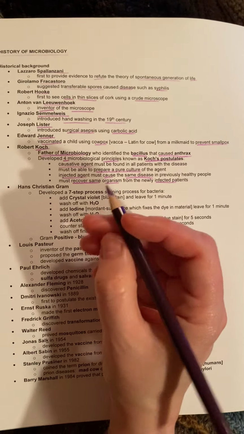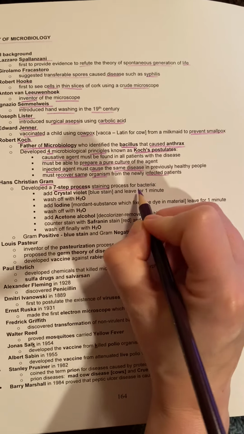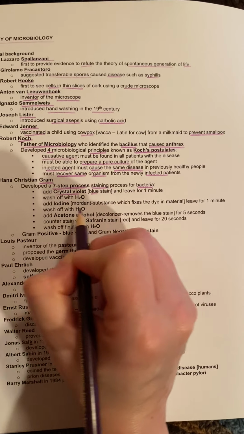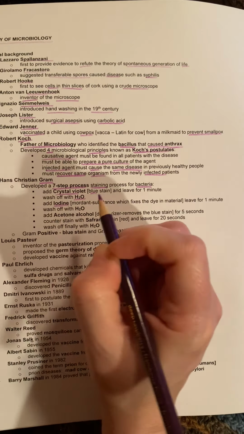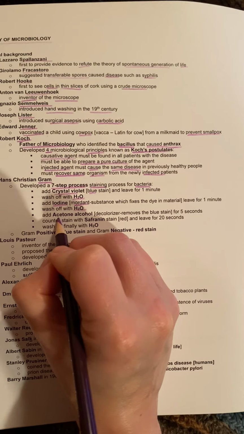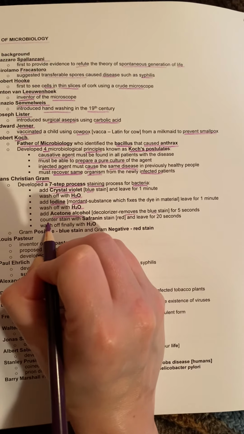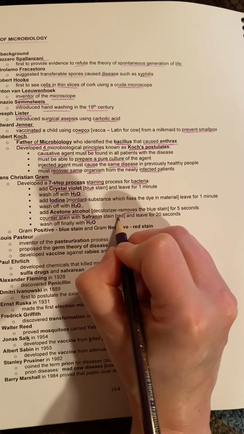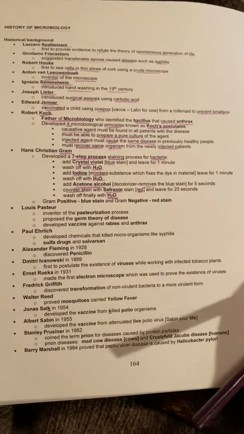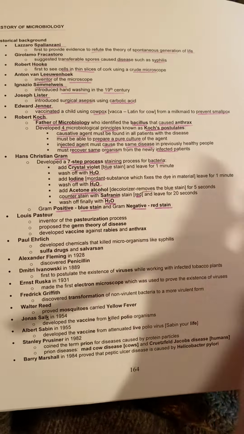Those are Koch's Postulates. Gram developed a 7-step process for staining bacteria specifically. Crystal violet is the blue stain for 1 minute. Wash off with water. Add iodine as a mordant. Wash off with water. Acetone alcohol, the decolorizer, removes the blue. Counterstain with safranin, which is red. Wash off with water. So it's a water wash between each step. Gram positive will be blue, and gram negative will be red.